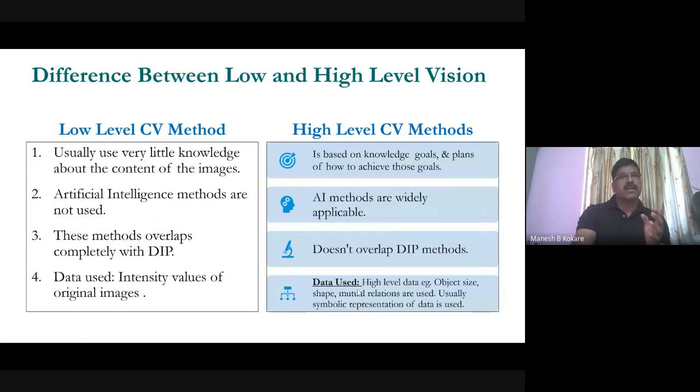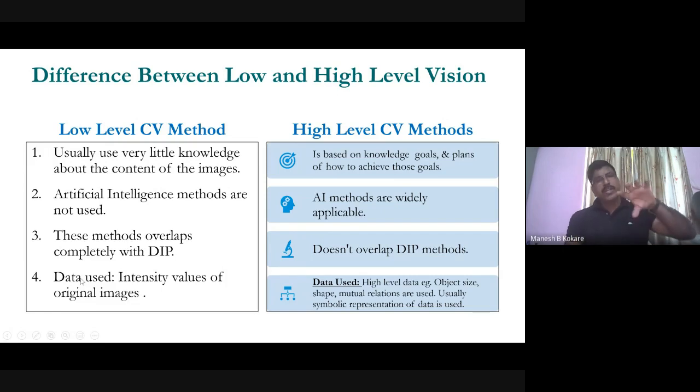So just to summarize: here you don't need a priori knowledge, or knowledge about the content of the image, but here knowledge about the image or project is important, like goals and plans of how to achieve these goals and so on. AI methods are not used in low level, whereas AI methods are widely applicable in high level. Low level completely overlaps with DIP, and high level does not overlap with DIP.